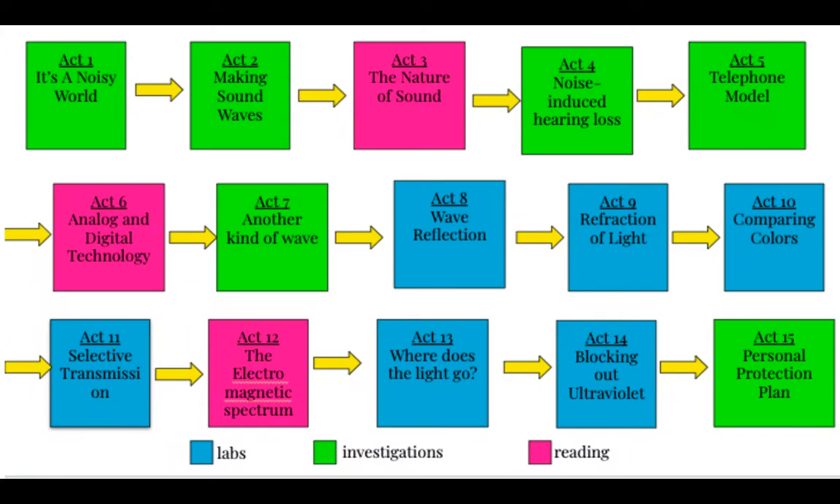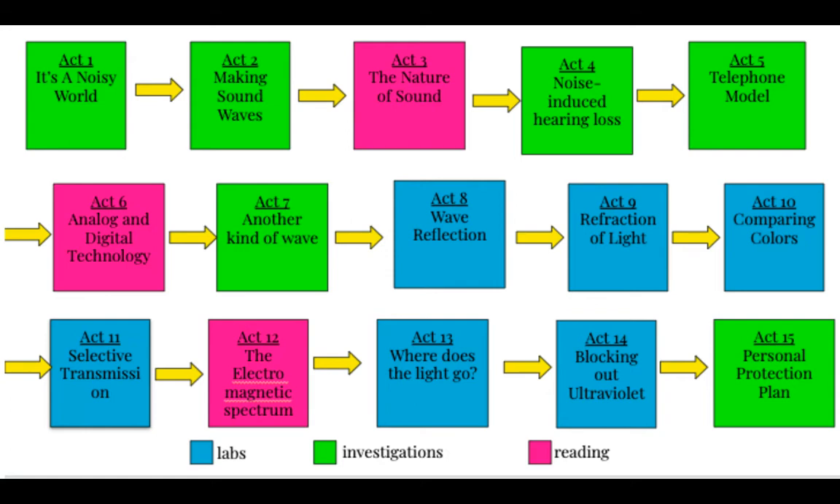We talked about reflection, mirrored surface, refraction, bending through a medium. Comparing colors was that visible light spectrum and the energy associated with frequency. Selective transmission, how do certain materials pass? Are they absorbed, reflected, refracted, transmitted? And then we did a whole reading on the electromagnetic spectrum. Where does the light go?